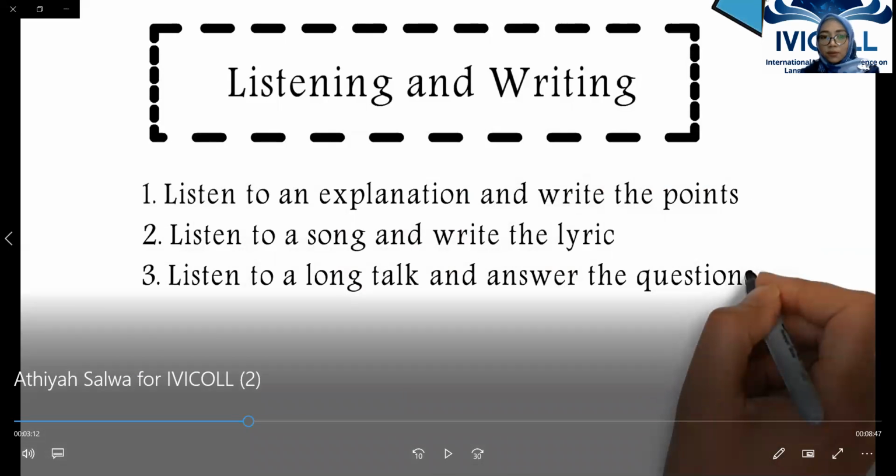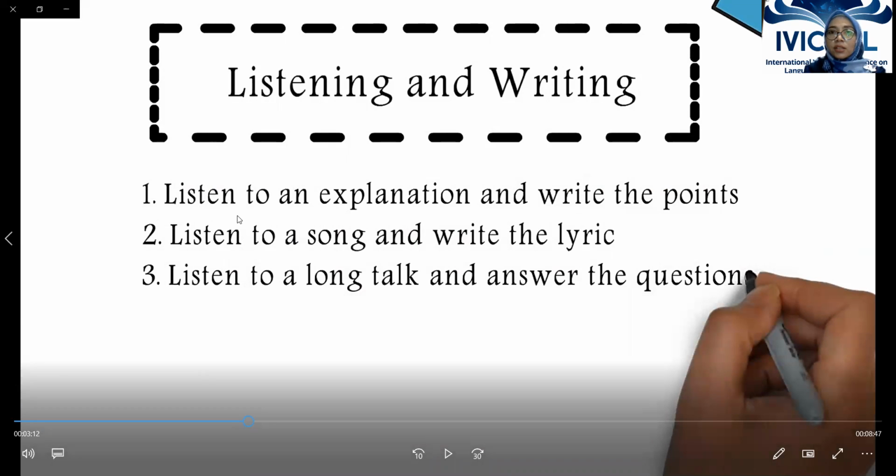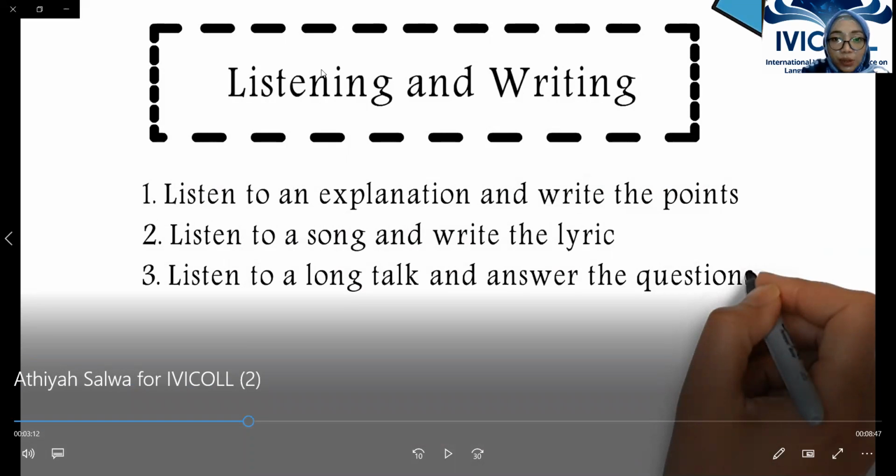Or sometimes if students feel exhausted and want more entertaining media, I will play a song on my speaker and then ask students to write the lyrics. Or also, in a higher proficiency level, such as in a TOEFL or TOEIC class, I usually play a short talk or long talk, and my students should answer the questions as presented in the question paper. Here is my experience that I usually do in my classes.